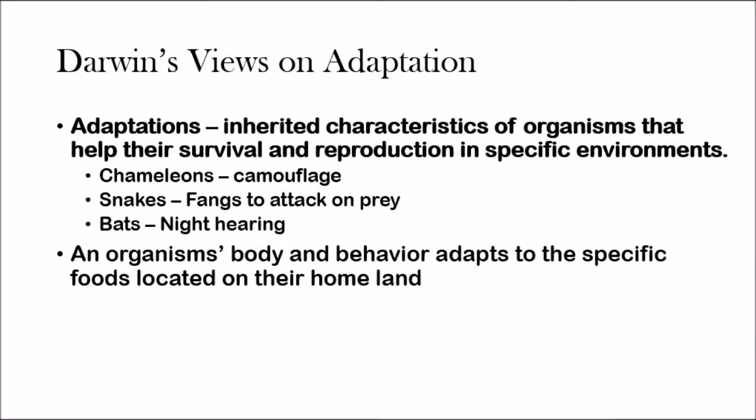So basically, an adaptation is a characteristic which helps an organism survive in its environment and reproduce, meaning create offspring. And an organism's body and behavior adapts to specific foods located on their homeland. That's another big part of adaptation. Typically these adaptations are going to be driven towards how an organism is going to get its food.